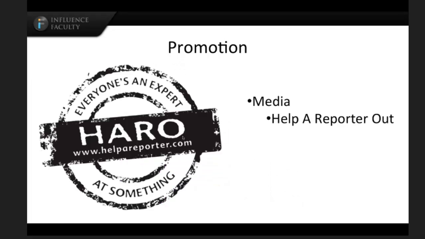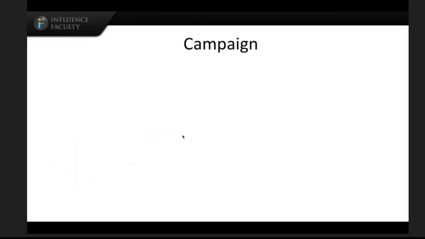And another one is called Help a Reporter Out, or HARO. That's another one that you can use, and I'm pretty sure that's more US-based. That's kind of general promotion. Now let me give you a structured way to do a campaign around launching a blog. And whether you're starting a new blog or you've got one and you want to revitalize it, this same process applies, okay? So let's go through it.